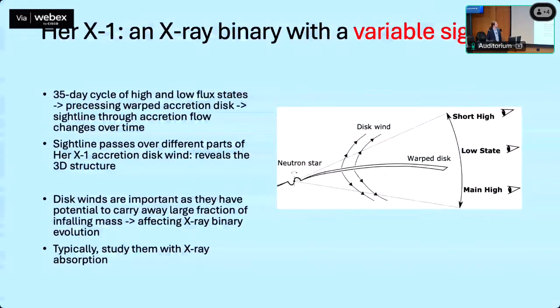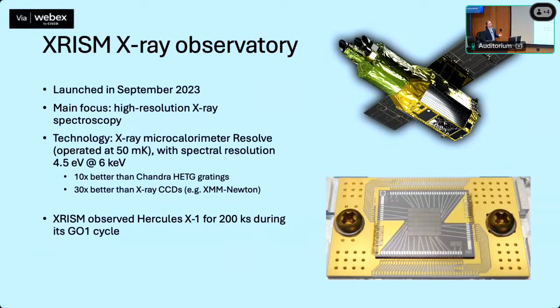But by studying Hercules X1, by sampling it over the precession cycle, this is a neat way to get around this problem. So I've been working on this source for quite a few years, but now we have a new telescope called XRISM, which can see this accretion system in unprecedented detail. Already in my previous year colloquium, I mentioned this new telescope, which was launched in 2023.